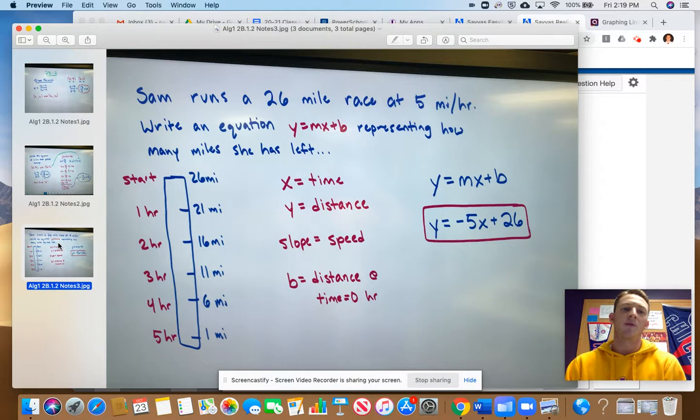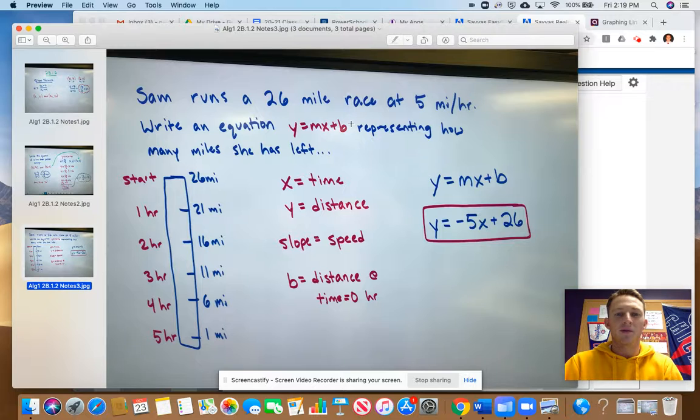Last example, we have a word problem here. So Sam is running a marathon, a 26-mile race at 5 miles per hour. So I kind of drew a picture here to help me visualize. At the start, so before we start at 0 hours, we have 26 miles to go. She's running 5 miles an hour. So an hour into the race, we only have 21 miles to go. We've subtracted 5. Another hour into the race, we only have 16 miles to go because we ran another 5 miles, so on and so on and so on.